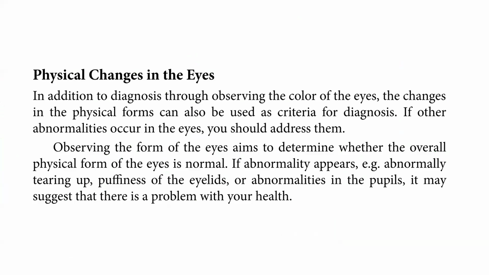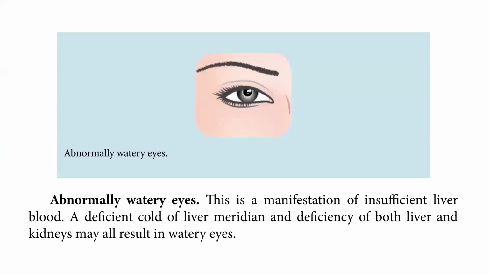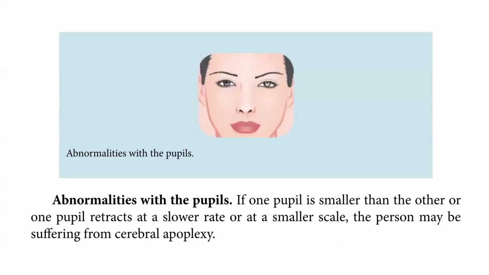Observing the form of the eyes aims to determine whether the overall physical form of the eyes is normal. If abnormality appears, for example, abnormally tearing up, puffiness of the eyelids, or abnormalities in the pupils, it may suggest that there's a problem with your health. Abnormally watery eyes, as in the picture, is a manifestation of insufficient liver blood. A deficient cold of the liver meridian and deficiency of both liver and kidneys may all result in watery eyes.